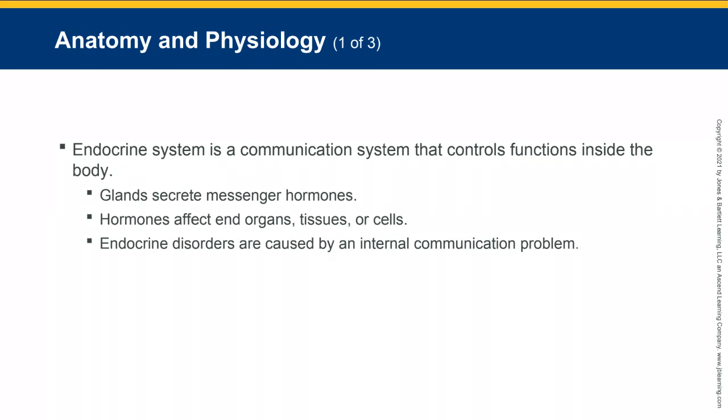So let's look at the review of the anatomy and physiology of the endocrine system. The endocrine system is a communication system that controls functions inside the body. Glands secrete messenger hormones. Hormones affect any organs, tissues, or cells. Endocrine disorders are caused by an internal communication problem.